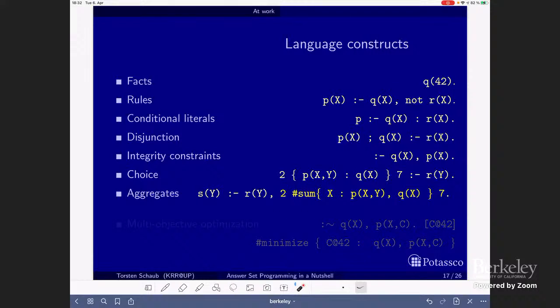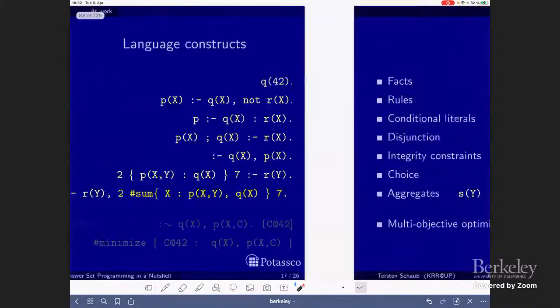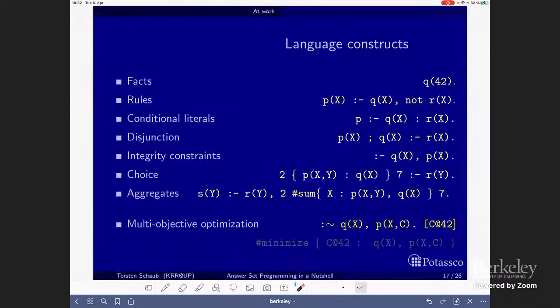Okay, then these are more or less the basic language constructs. Then there's also optimization. So there are 2 ways to express multi-objective optimization. One is simply to use something like integrity constraints, just that you weaken this by replacing the minus here through a tilde, which is a weak constraint, which says, well, if Q of X and P of X C holds, then this gives you a penalty of C. And then you can also add something like a level, because the multi-objective optimization here works in a lexicographic way, right? And more or less, the higher the level, the higher the priority of it is.